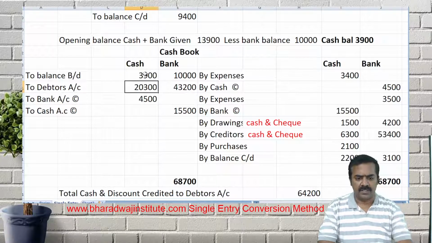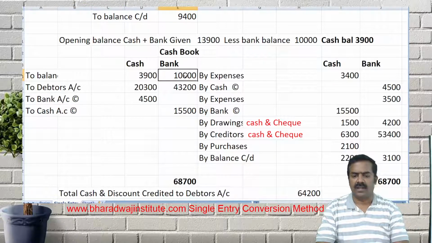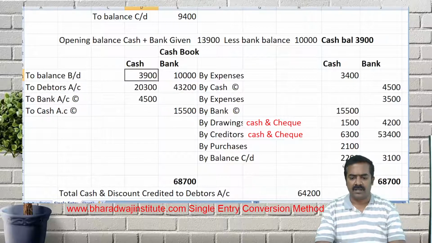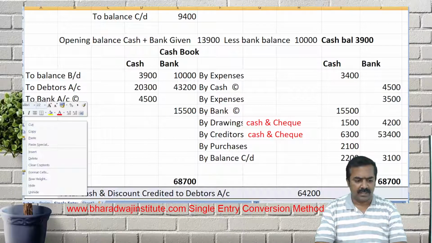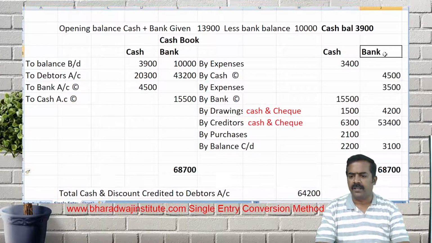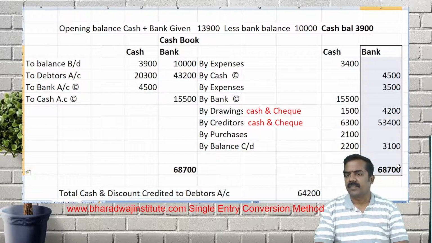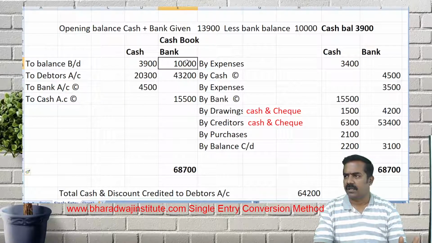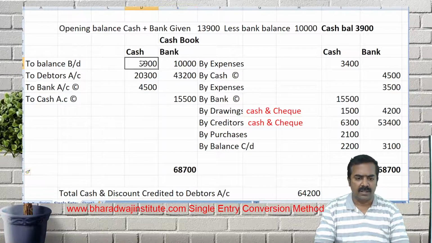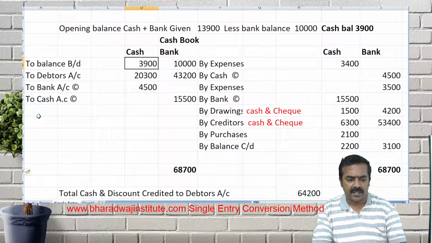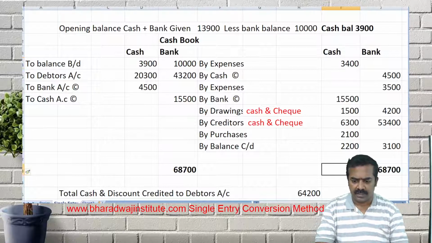Otherwise simple. What is the total? 13,900. Other 10,000 is bank balance. Now balance is which one? Cash balance 3,900. Now you tally which column? Cash column. Once again I repeat. First we tallied which column? Bank column, payments and receipts. Opening balance is how much? 10,000. Out of 13,900, 10,000 is bank balance. Now balance is which balance? Cash balance. Now tally the cash column.